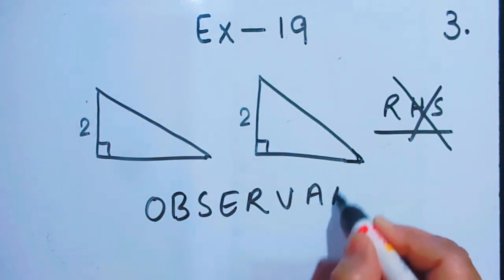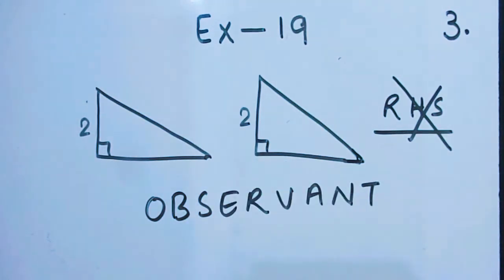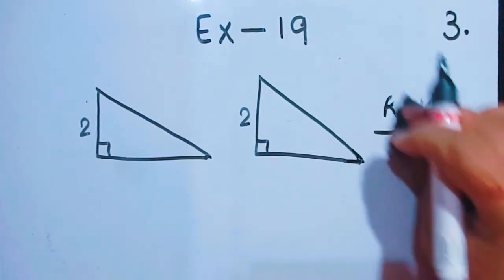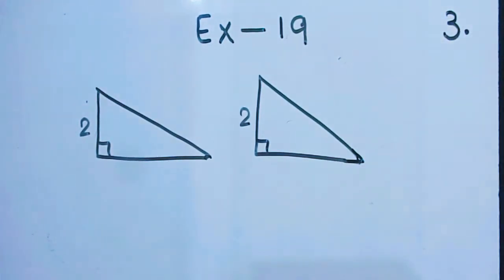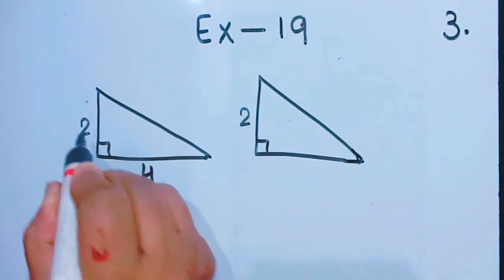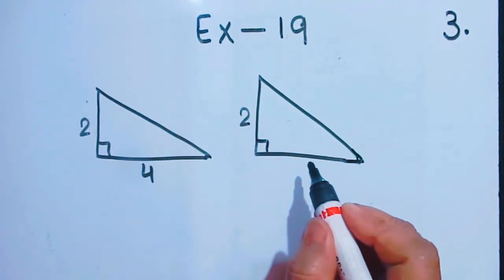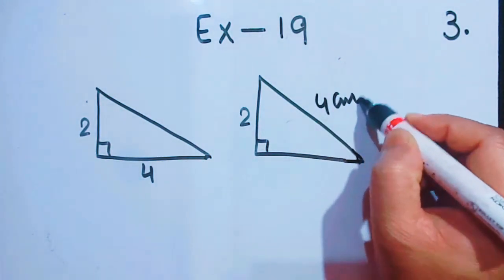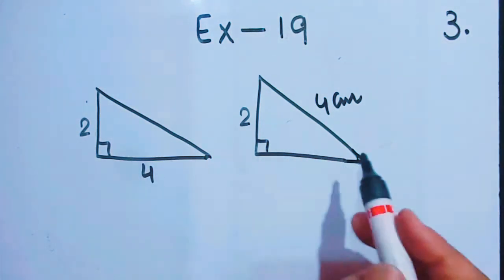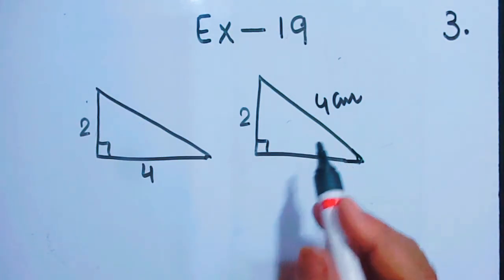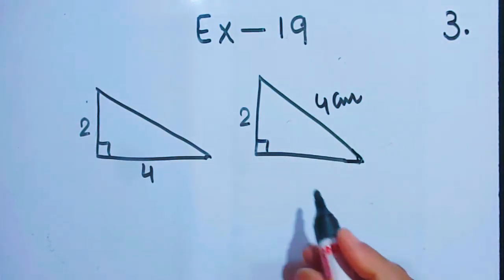Observant means until and unless you observe carefully, you will not be able to get the exact condition through which you can prove that these two triangles are congruent. So let us first check. Here they have given you 2 centimeter, 2 centimeter, and here they have given you 2 centimeter over here and 4 centimeter over here. Now they are asking whether these two triangles are congruent or not. You need not write anything, just observe and let's check.